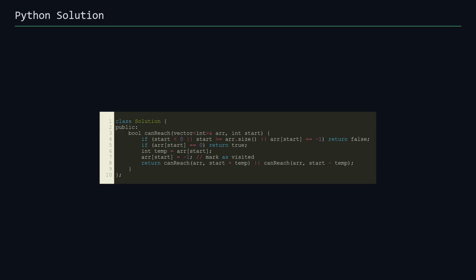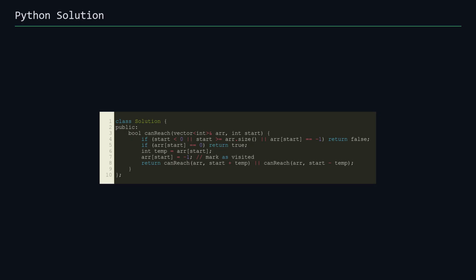We start by checking if the current index is within the array bounds, and if its value is non-negative. If it's not, we immediately return false, because we can't jump to an index that's out of bounds or has a negative value. If the current index has a value of 0, we return true, because we've reached our goal. Then, we mark the current index as visited by setting its value to -1, so we don't visit it again. Finally, we recursively explore the paths by jumping to the index plus the value at the current index, or the index minus the value at the current index.